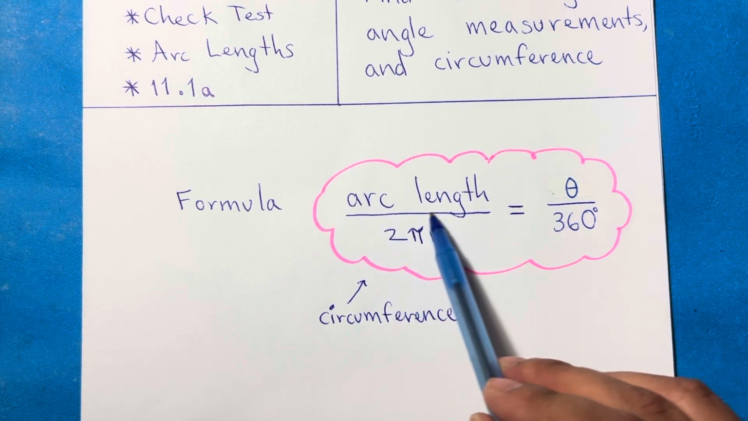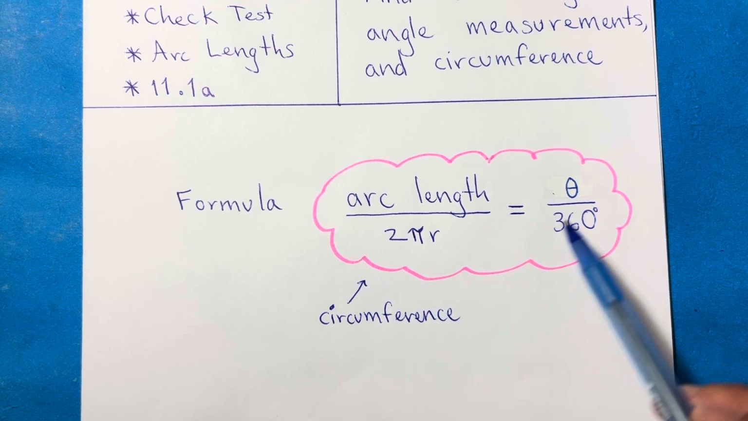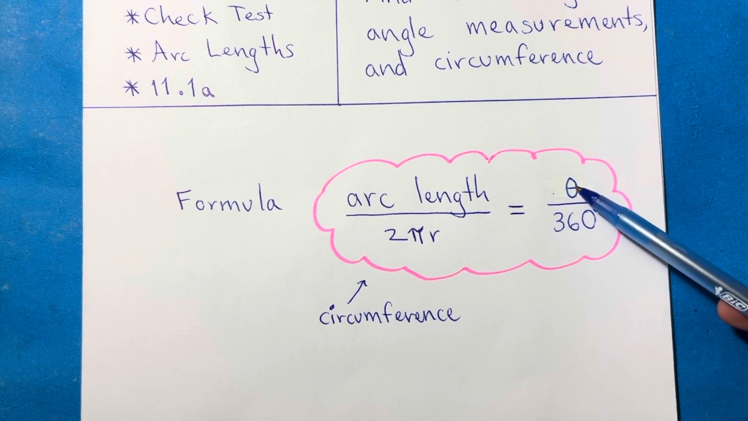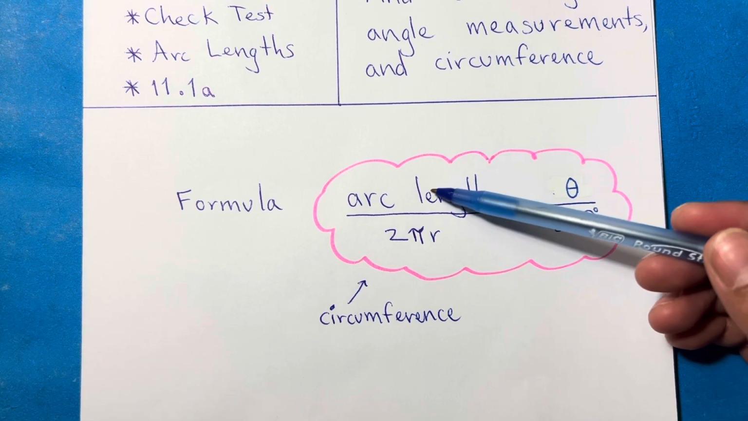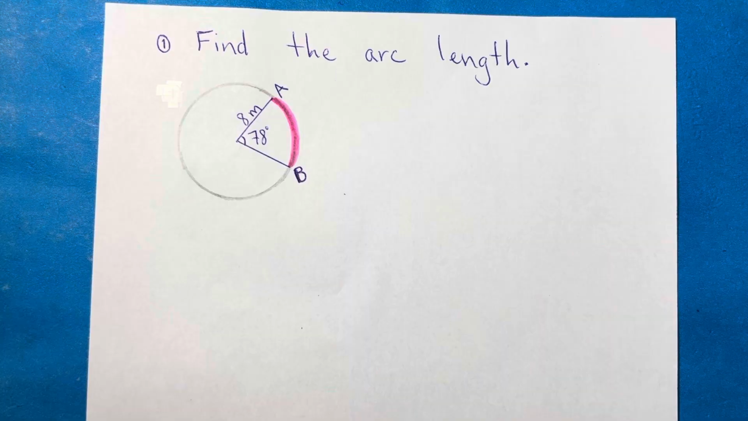Since this part, the arc length, which I'm going to show you in a minute, is part of the entire thing, the same thing here. This is the measurement of that segment in degrees. This is part of the whole, and this is part of the whole. So this is number one.